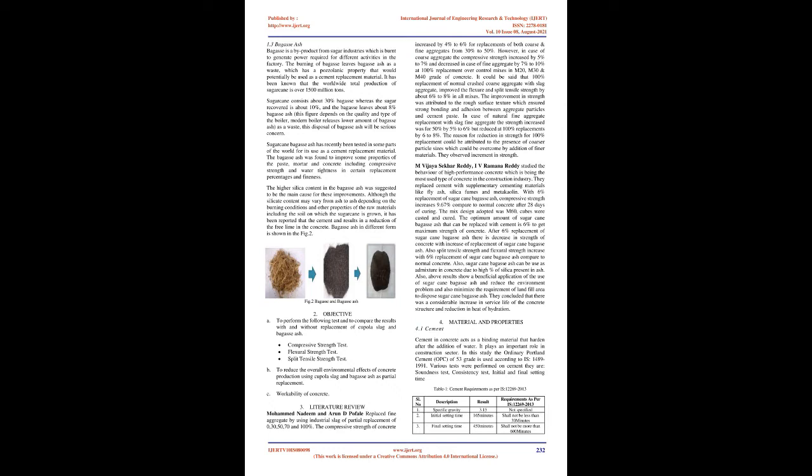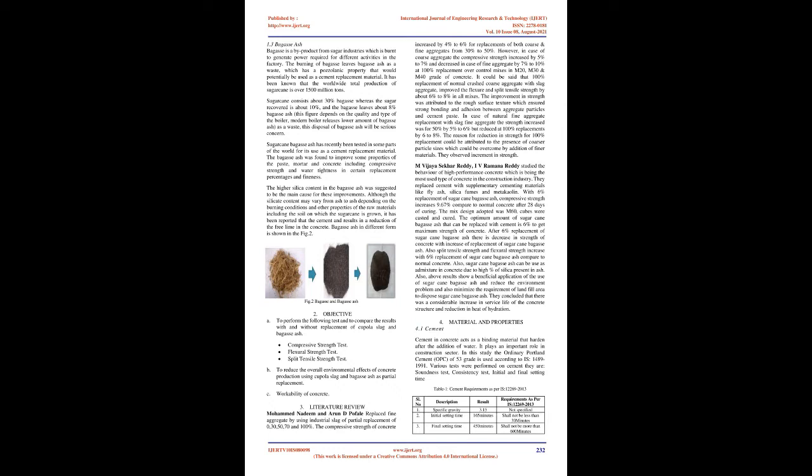The higher silica content in the bagasse ash was suggested to be the main cause for these improvements. Although the silicate content may vary from ash to ash depending on the burning conditions and other properties of the raw materials, including the soil on which the sugarcane is grown, it has been reported that the cement ash results in a reduction of the free lime in the concrete. Bagasse ash in different form is shown in the figure.